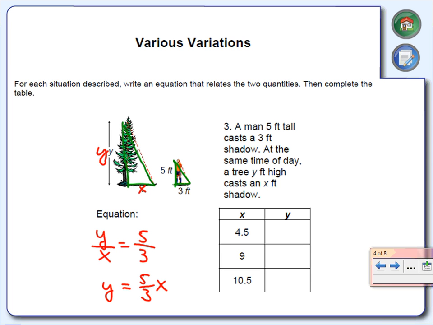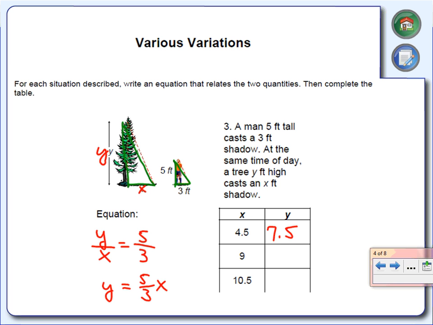Put it in your calculator. I got it yet? 7.5. Put that in your table. 7.5. So in other words, if this tree casts a shadow of 4.5 feet, we're going to end up with a height of 7.5.